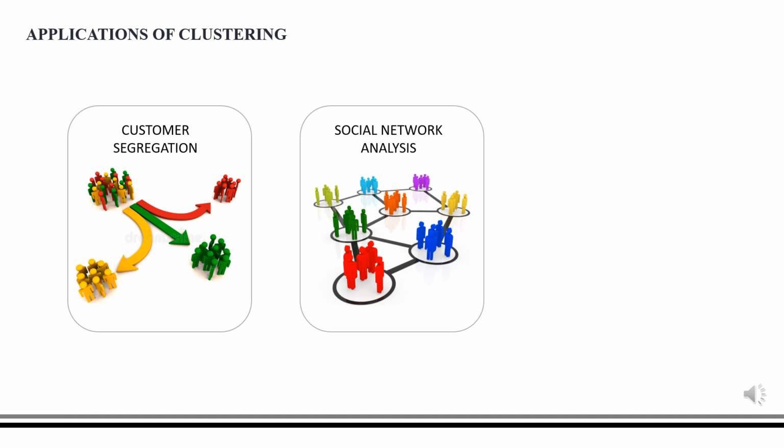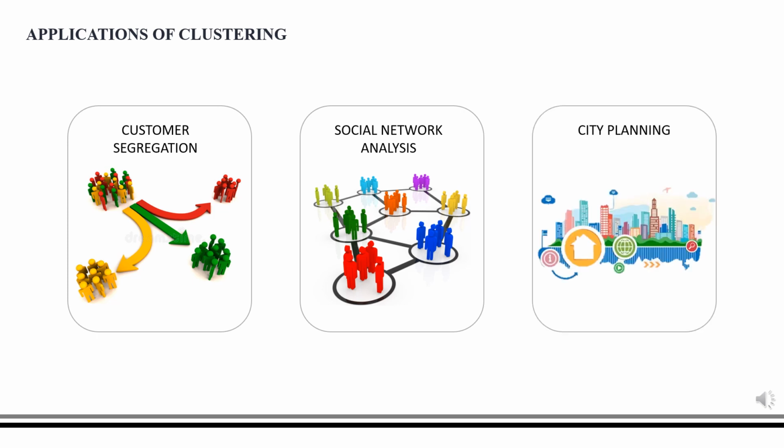Next is social network analysis. User personas are a good use of clustering for social network analysis. We can look for similarities between people and group them accordingly. Next is city planning. Clustering is popular in the realm of city planning. Planners need to check that an industrial zone isn't near a residential area, or that a commercial zone somehow wound up in the middle of an industrial zone.